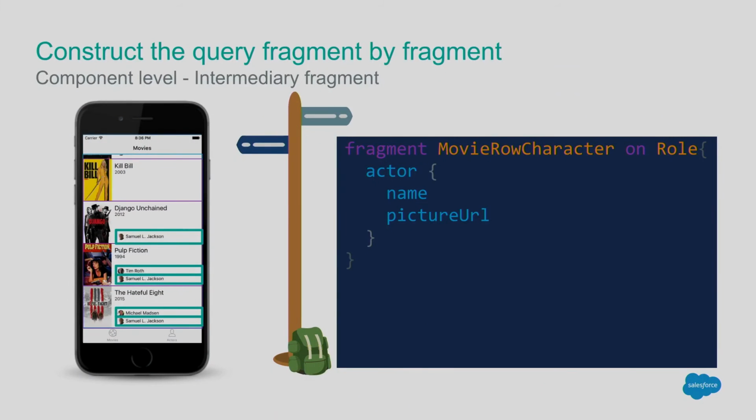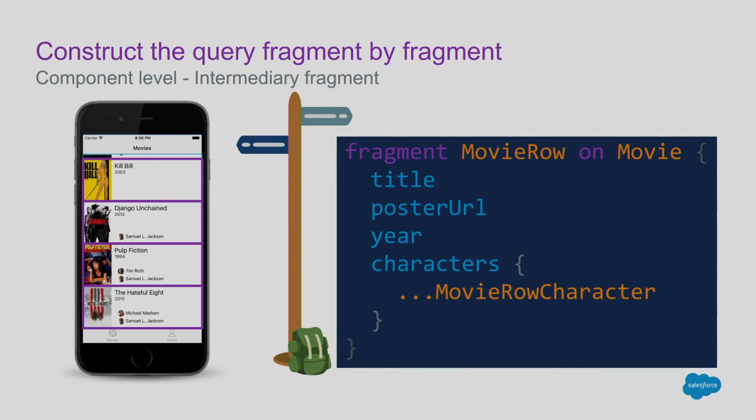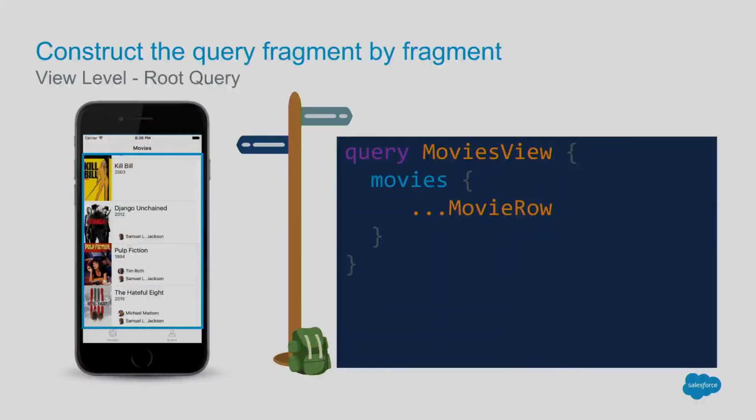This fragment will be the movie row character, and it's just defining what we need to show those small actor faces with their name. So let's wrap it up on the other side. So we are just taking the movie row character in the movie row, so we can use that to render the movie row correctly. And then we are going to just take the movie row fragment to show in our list every stage of the list.